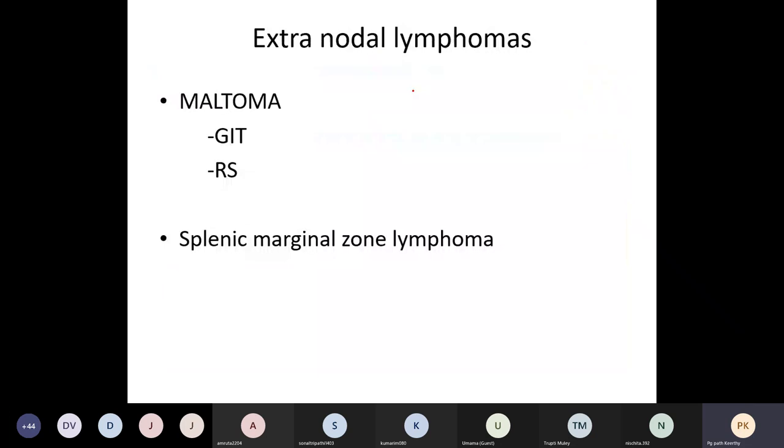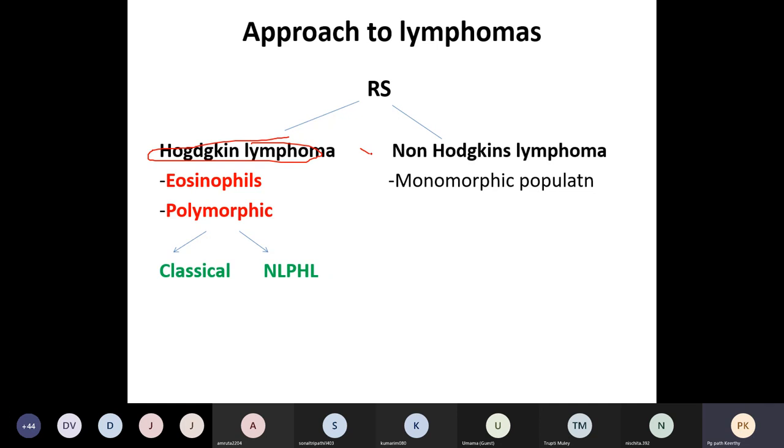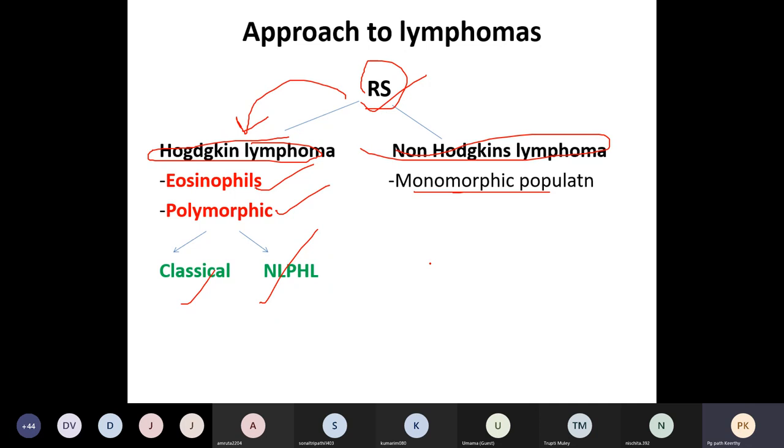First, lymphomas are classified as Hodgkin's and non-Hodgkin's. If you are seeing RS cells, eosinophils and a polymorphic population, think of Hodgkin's lymphoma. Then, based on markers like CD15 and CD30, it will be classical or NLPHL. If you are not seeing RS cells and the population is monotonous, then think of non-Hodgkin's lymphoma. This is the basic approach to a lymphoma, which even a first year PG should know.